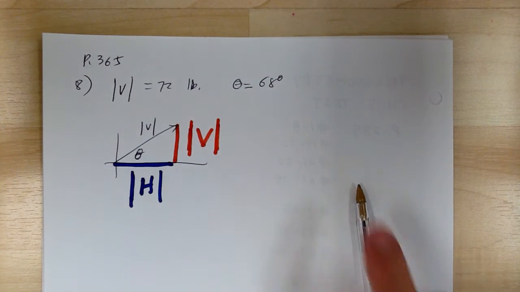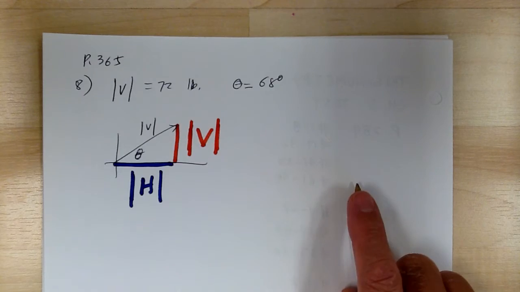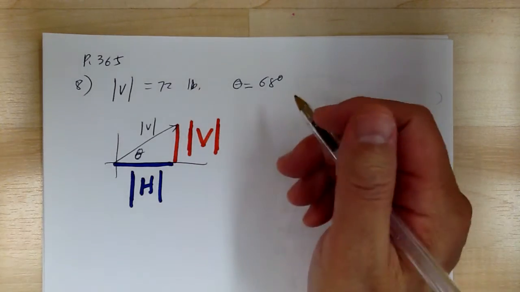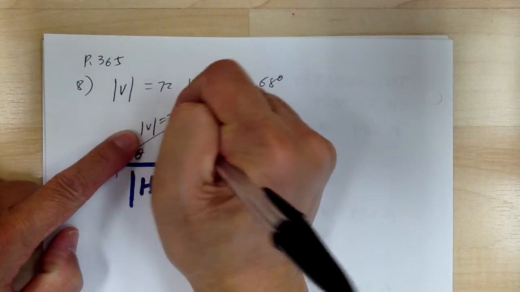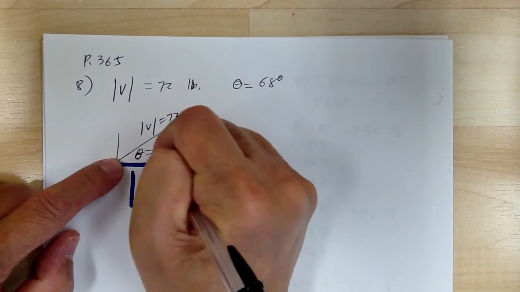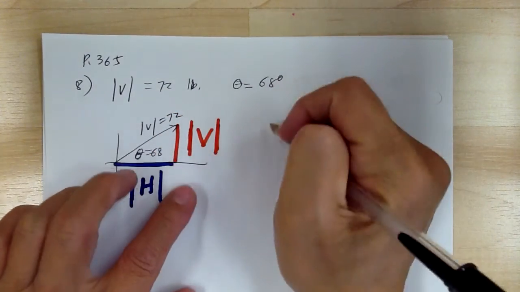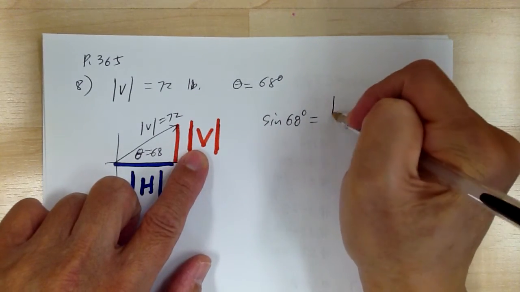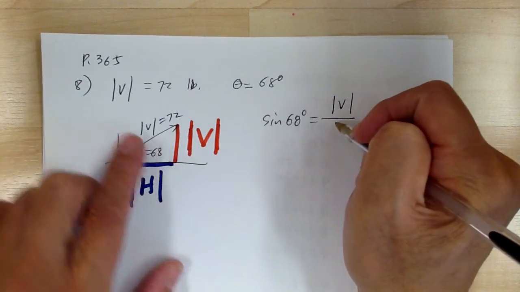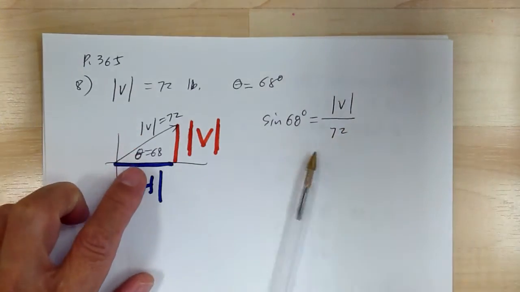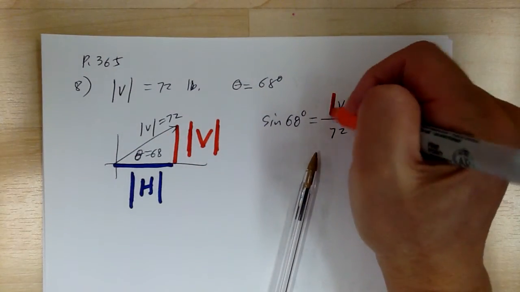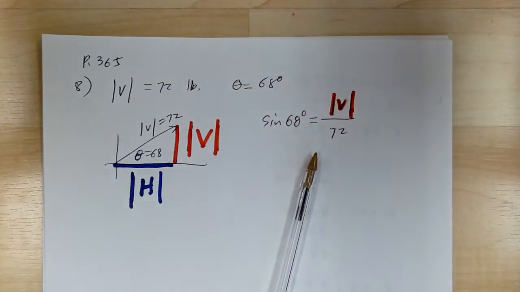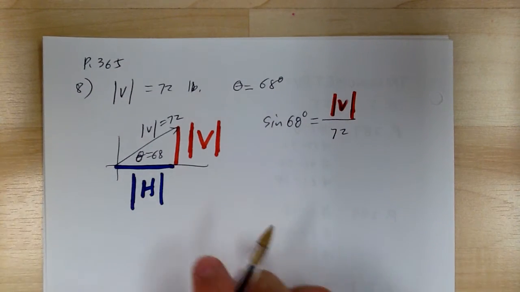So what you want to do is use your trigonometry, right? So this one is 72, and this angle is equal to 68. So this is sine, right? So sine of 68 degrees is equal to the big V over the small v, the 72. So you can just go and use your calculator to work it out.